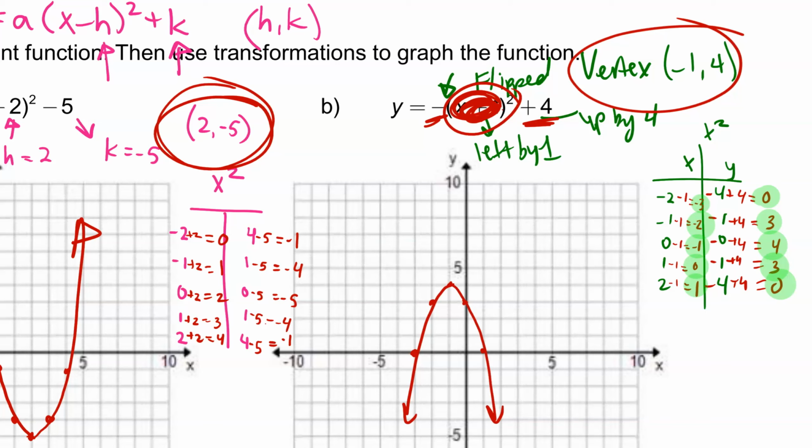So notice I didn't take 2, plug it into the whole equation, right? 2 plus 1 is 3, 3 squared is 9, times -1 is -9, plus 4 is -5, like, whatever. Crazy, right?